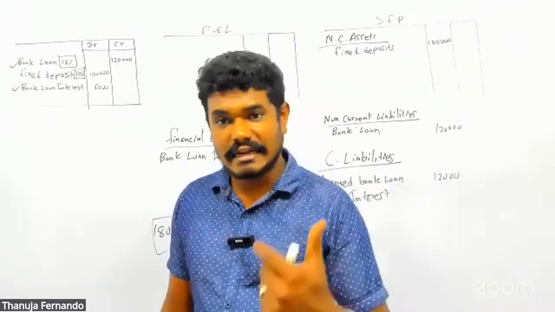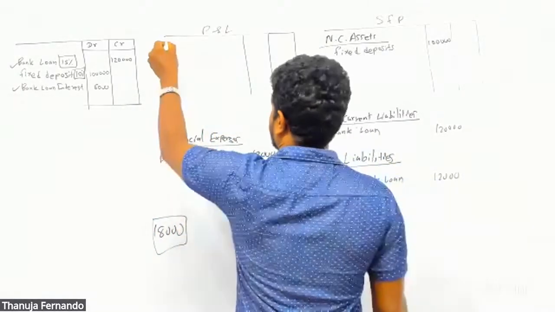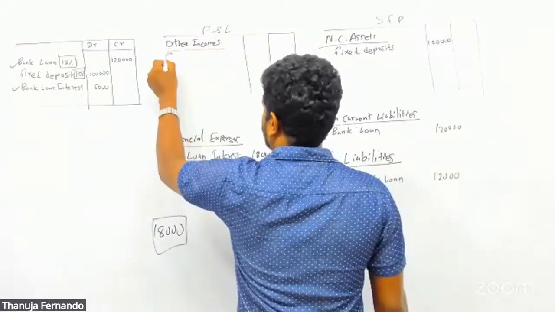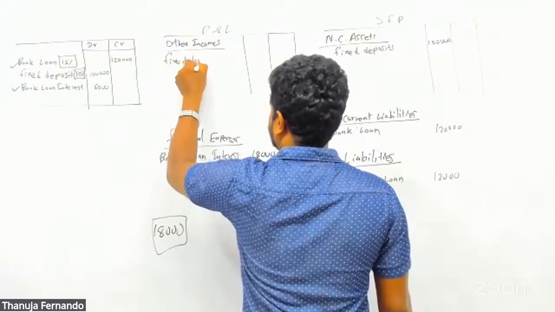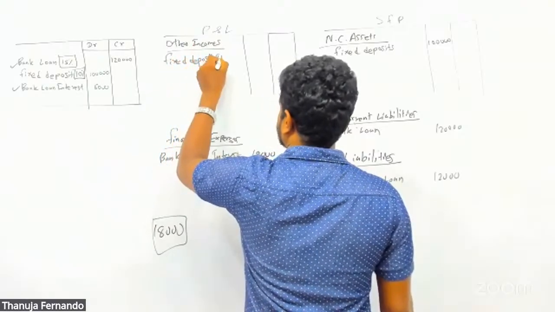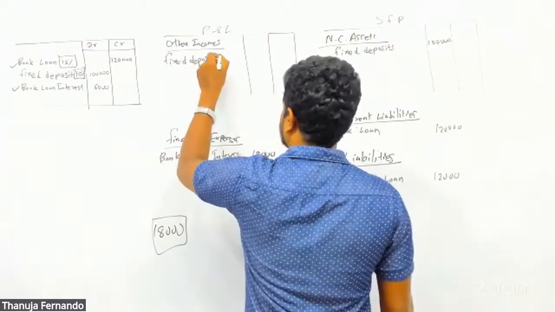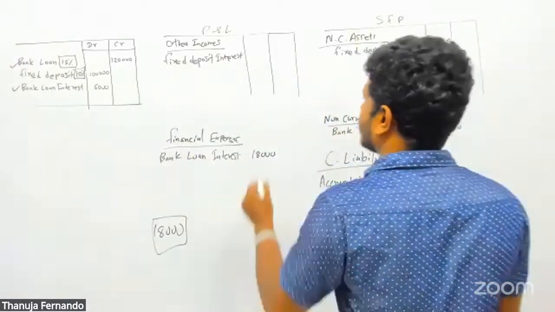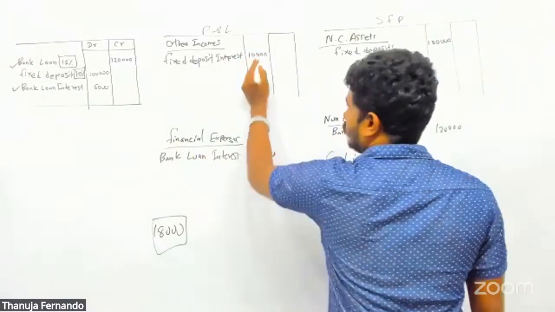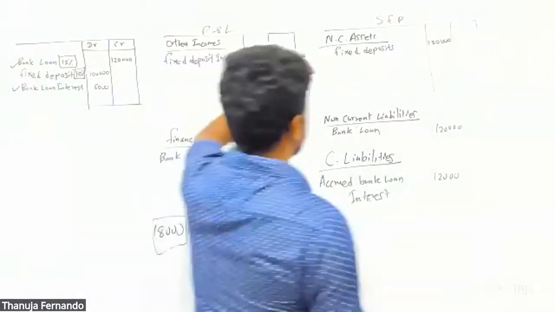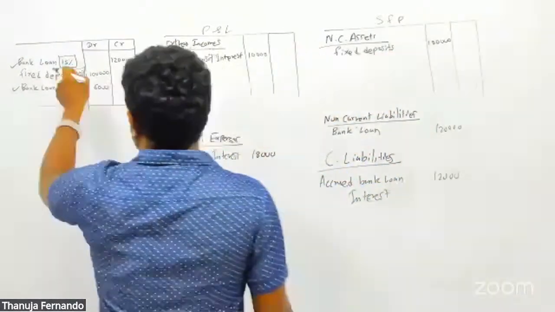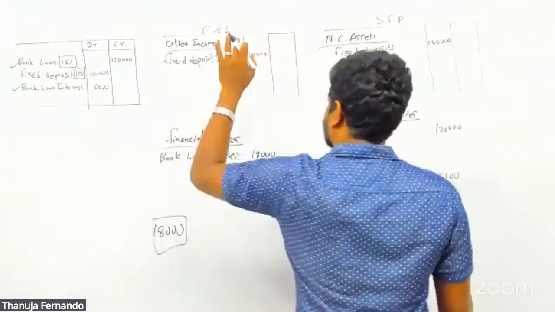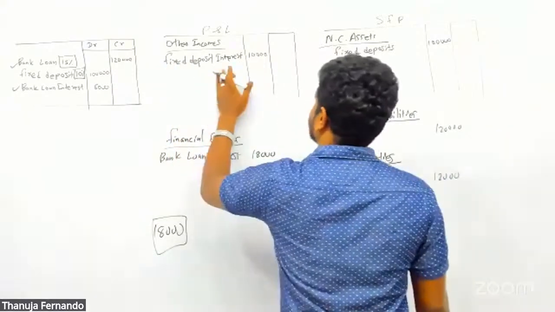It is an income. So we have to record this under other incomes as fixed deposit interest. Fixed deposit interest. How much? 10,000. First of all, we recorded the figure fixed deposit under non-current assets. Then we calculated the fixed deposit interest, 10,000. It is an income. So under other incomes, we recorded it as fixed deposit interest.